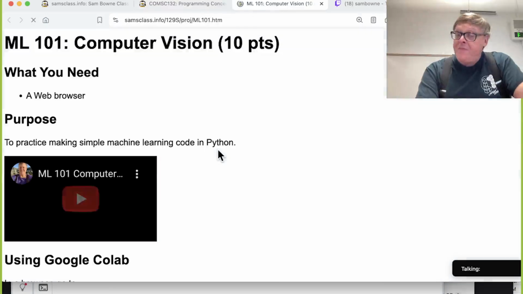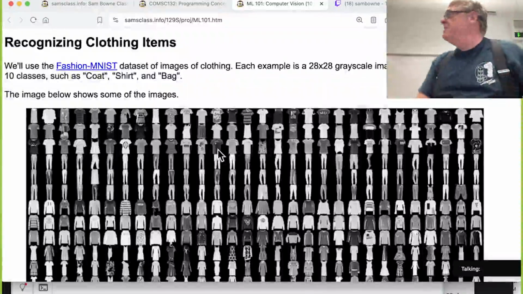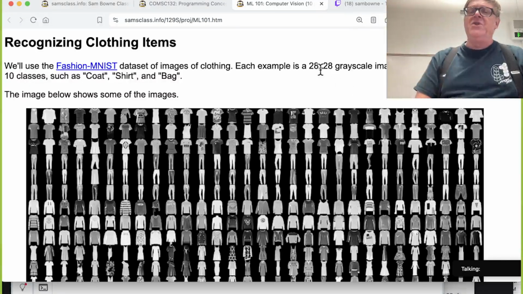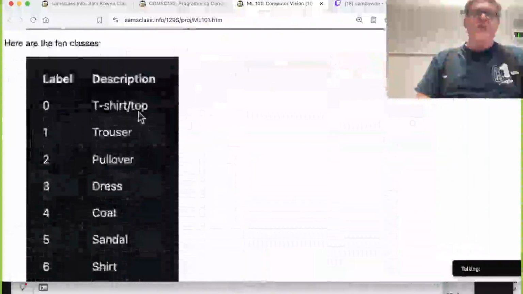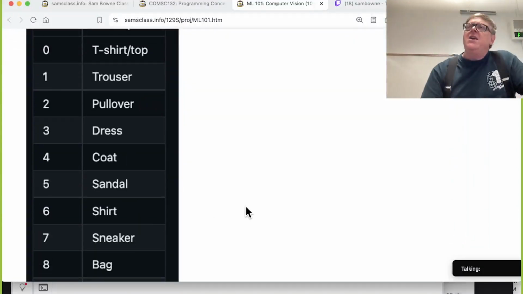To computer vision. And so here, what we're going to do is recognize these clothing items. This is a famous problem. These are little black and white images, 28 by 28 pixels, and you can sort them into categories: t-shirt, trouser, pullover, dress, coat, sandal, and so on. And the data comes labeled, so you know what the right answer is for all that data.